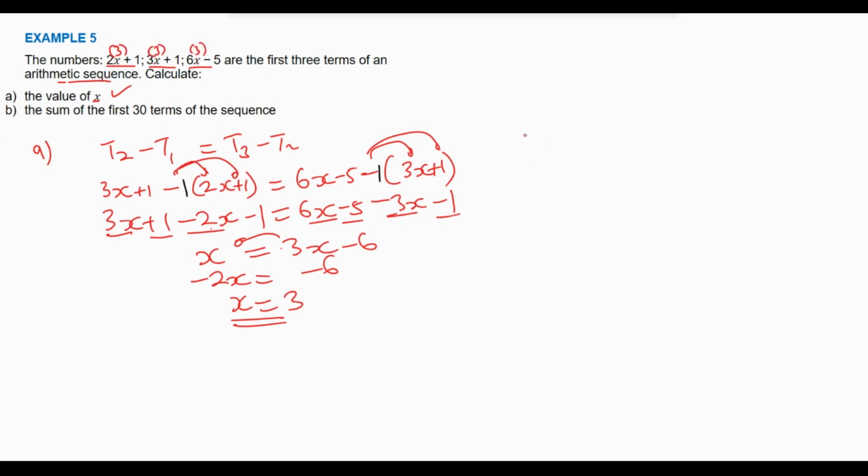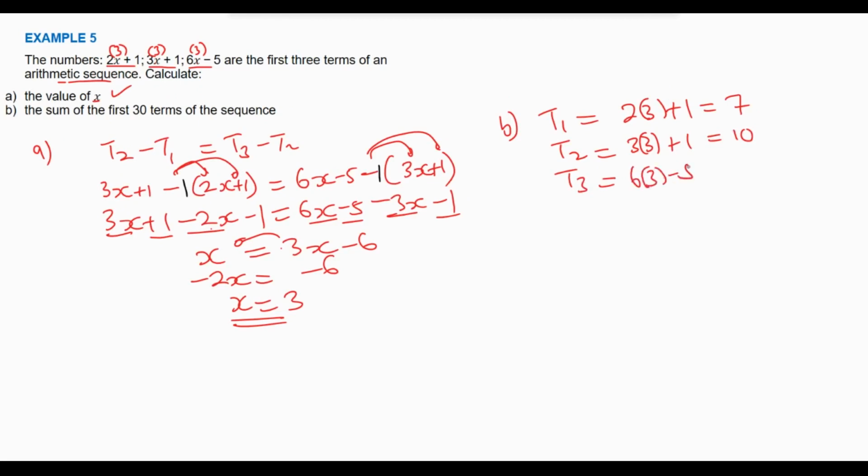So let's find T1. T1 is equal to 2 times 3 plus 1, which is equal to 7. Then T2 is equal to 3 times 3 plus 1, which is equal to 10. Then T3 is equal to 6 times 3 minus 5, which is equal to 13. Right, this series is 7 plus 10 plus 13 plus, it goes on like that.